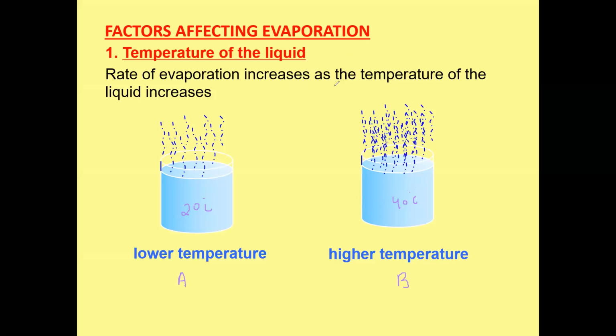So B will have a higher or greater rate of evaporation. Why is B having a greater rate of evaporation? Because when I say high temperature, it means particles have higher kinetic energy. Particles are moving faster, so they already have enough energy. That's why a greater amount of particles will escape.